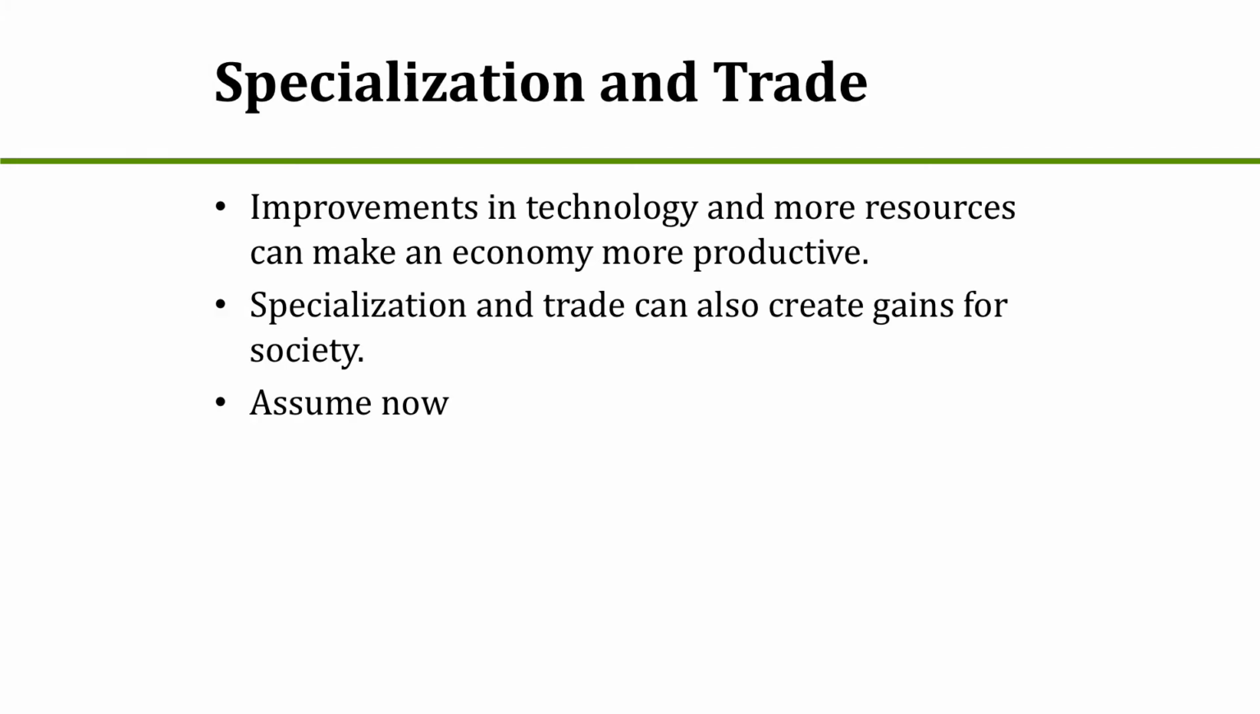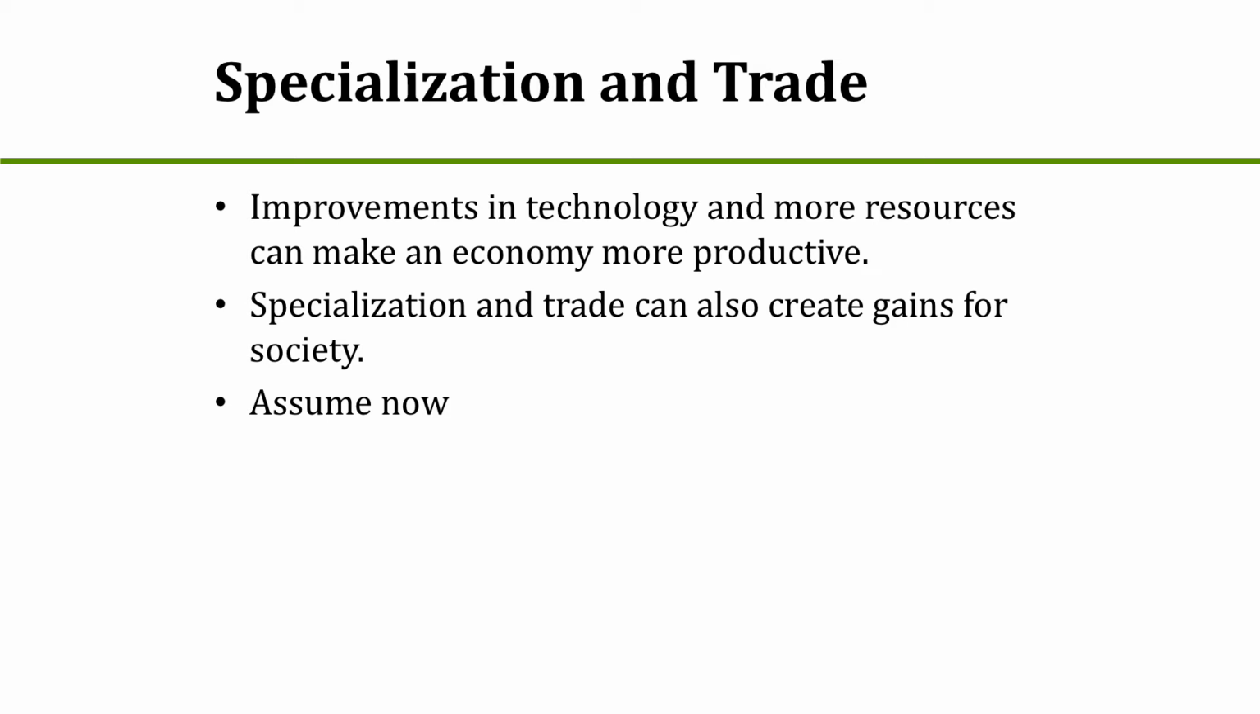So let's use specialization and trade, and let's try to create a simplistic model, and let's try to understand how trade is going to make countries better off. Improvements in technology and more resources can make an economy more productive. We know that before. But right now, we will use specialization and trade, and it will create more wealth in the country, and it will make countries better off.